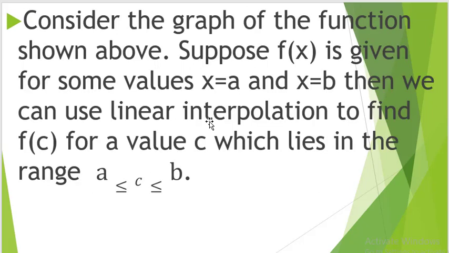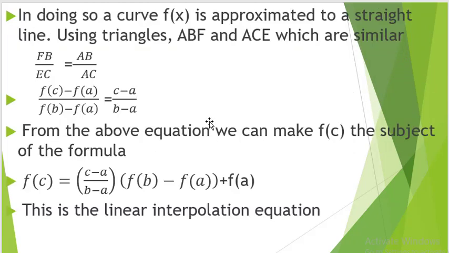Consider the graph of a function shown above. Suppose f of x is given for some values x equal to a and x equal to b. Then we can use linear interpolation to find f of c for a value c which lies in the range a and b. That means in case I give you a and b with their corresponding function values, and then I ask you to find the function value of c, you can use gradients to get that value.